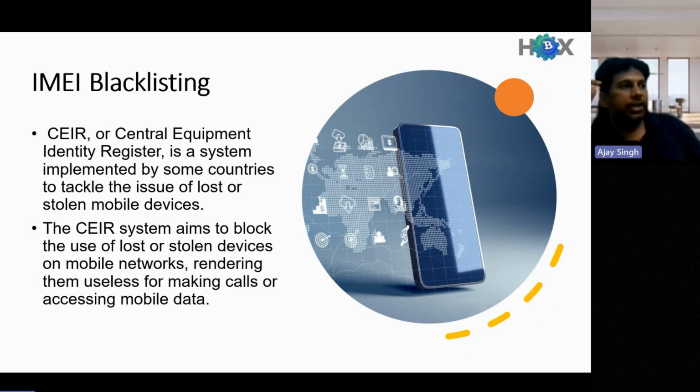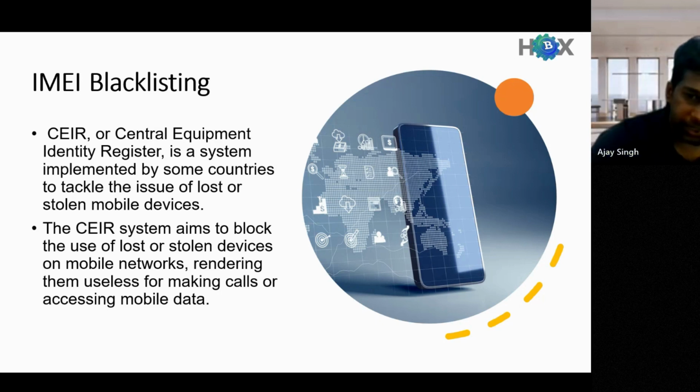And currently, every country has this Central Equipment Identity Register. There are certain steps to implement this register in a global forum, which holds information about which place, which network provider, and which mobile number is using that particular IMEI. So the CEIR system aims to block the use of lost and stolen devices on mobile networks, rendering them useless for making calls or accessing mobile data.